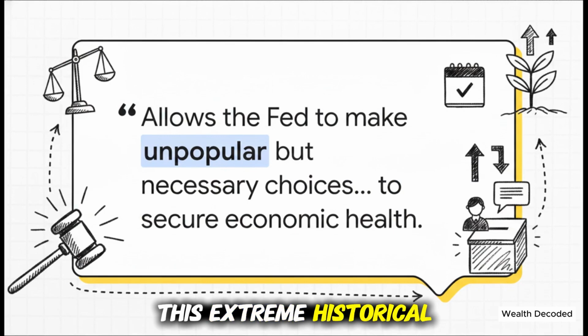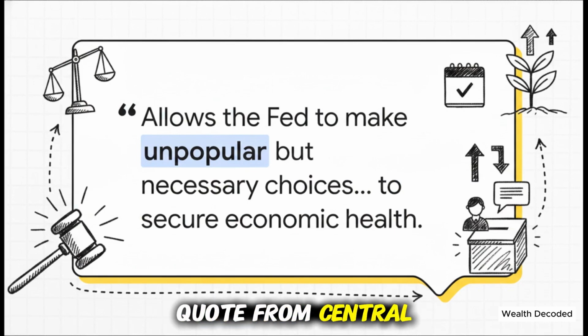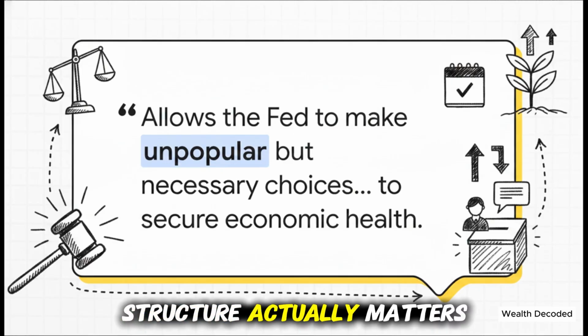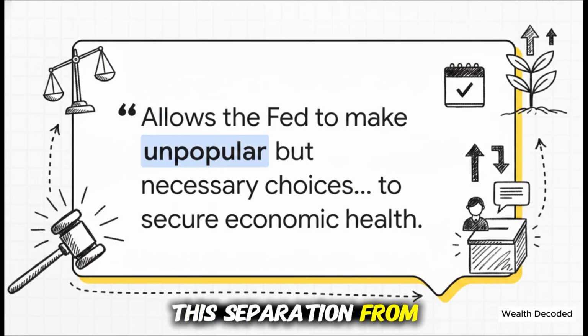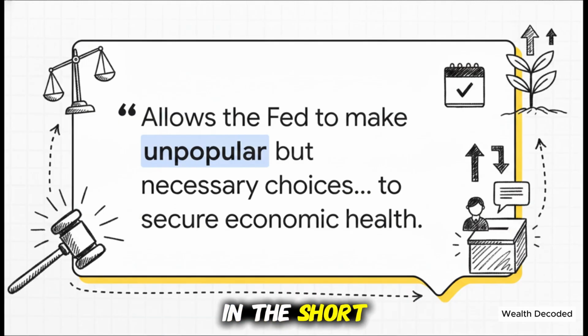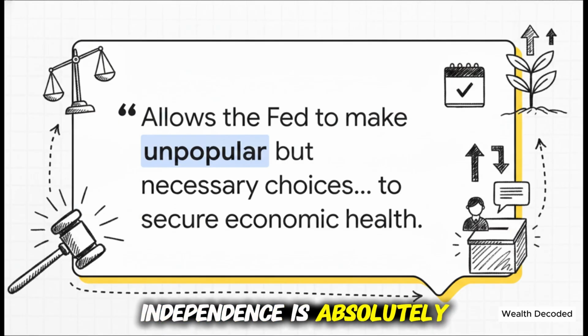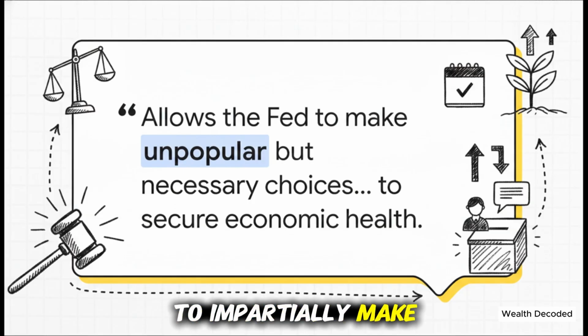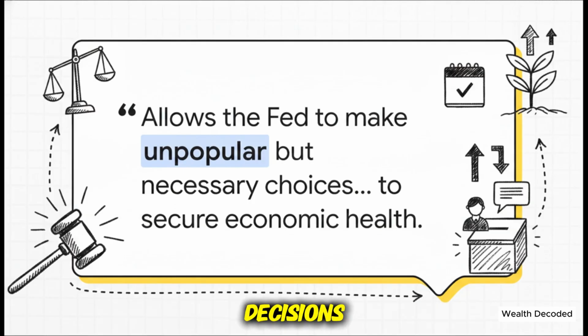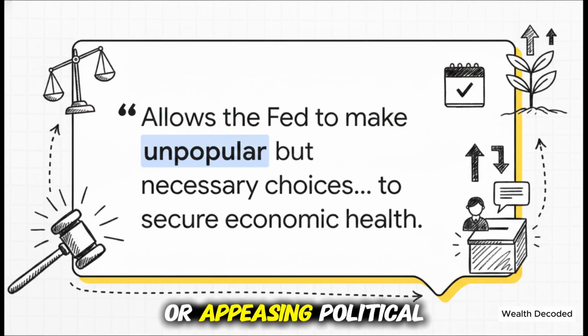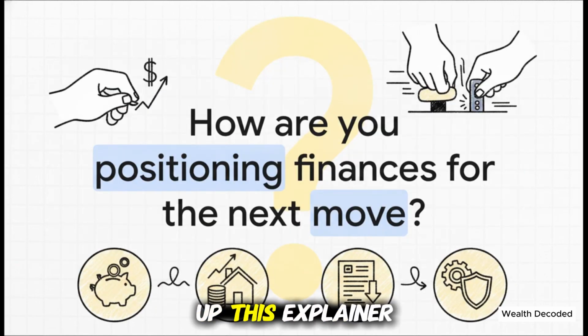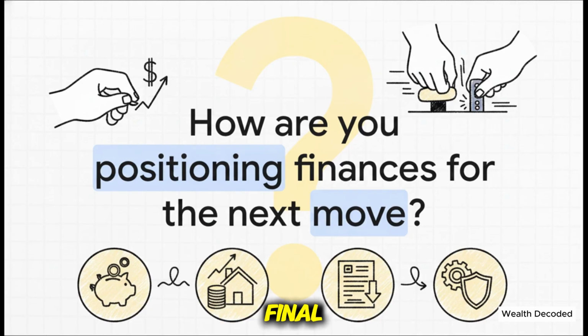This extreme historical example highlights a crucial quote from Central Trust regarding why the Fed's structure actually matters so much. This separation from political cycles allows the Fed to make unpopular but necessary choices to secure long-term economic health. Politicians naturally demand lower rates to boost the economy in the short term, especially when elections are approaching. However, the Fed's political independence is absolutely crucial. It allows them to impartially make those tough, sometimes painful stabilization decisions without having to worry about winning votes or appeasing political cycles.